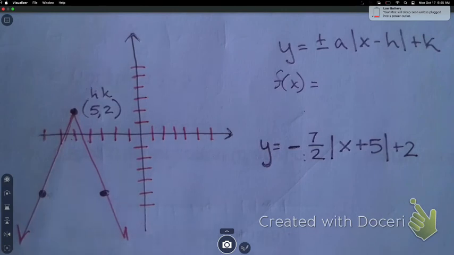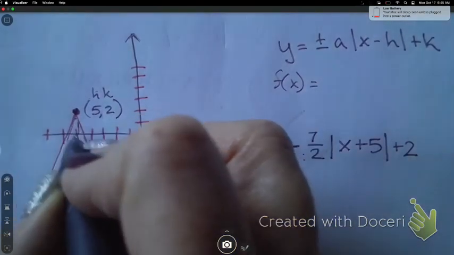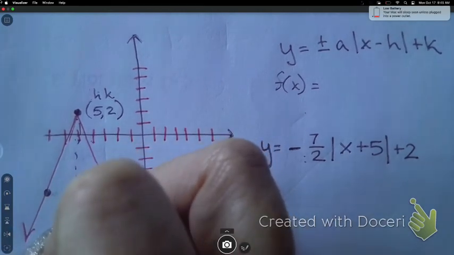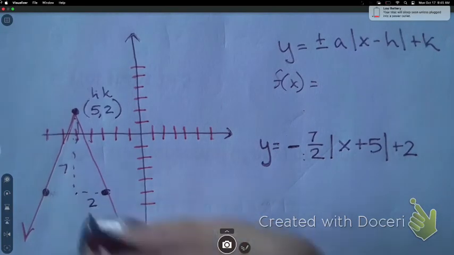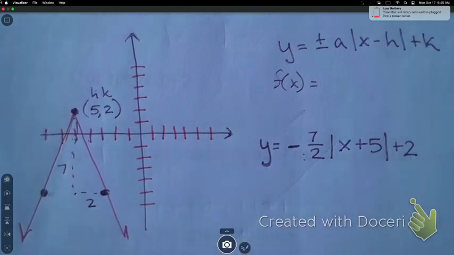Okay, one, your computer's about to die. And two, do you go from the vertex down to a point? Well, you do it like this: this was 7, and this was 2. So you go from the vertex to a point, 7 and 2.